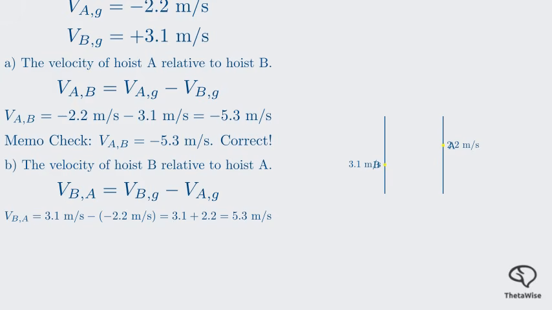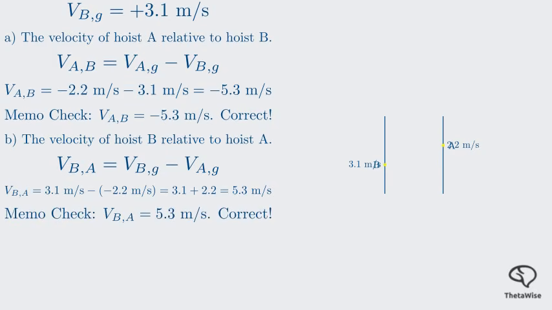This means that from hoist A's perspective, hoist B is approaching from below at a speed of 5.3 meters per second. The positive sign confirms the upward relative motion. Again, the memo matches our calculation. The velocity of hoist B relative to A is 5.3 meters per second.